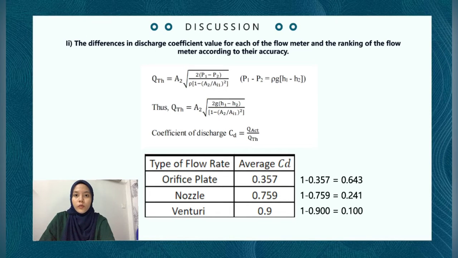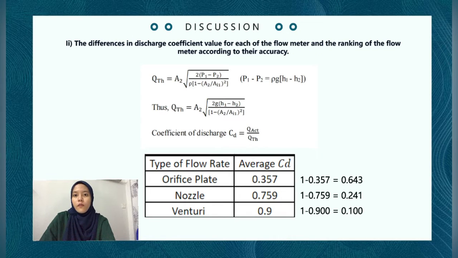For discussion number 2, we need to identify the difference in discharge coefficient value, which is CD, for each of the flow meters and rank the flow meters according to their accuracy. As we can see here, there is a formula to calculate the CD, already determined in the previous slide. Then to identify the accuracy for each flow meter, we calculate the average of coefficient CD and get the answer as stated there, which is orifice plate 0.357, nozzle 0.759, and venturimeter 0.9.